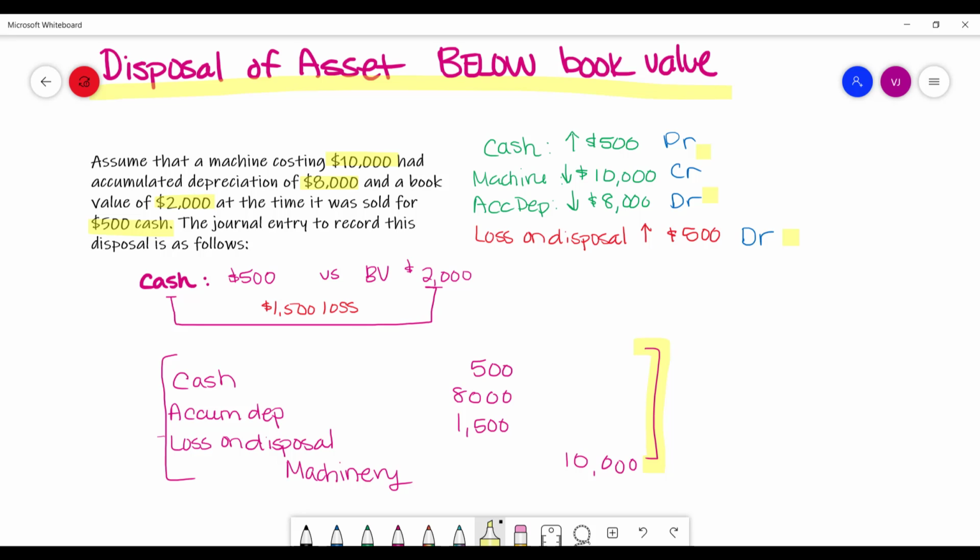So just like before, you remove the machinery and the accumulated depreciation account and you record the receipt of cash, but here there wasn't a gain recognized. Instead, there was a loss recognized here of $1,500. So it's important to calculate out the loss or the gain first and then start crafting your entry to determine what needs to go where.